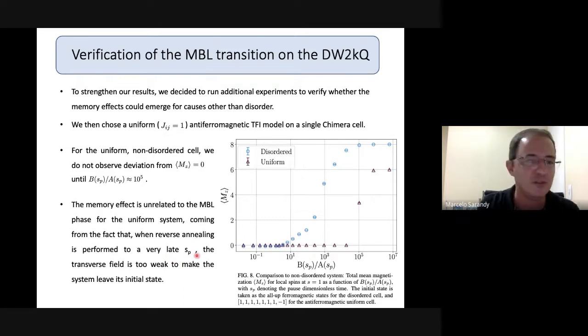So the transverse field is too weak. And then the system is practically kept in the initial state from the beginning, right? So the system is frozen. So the behavior is very different. If I have a disordered system and a uniform system, the experiment runs completely different, okay? So this is a point in favor of our results.